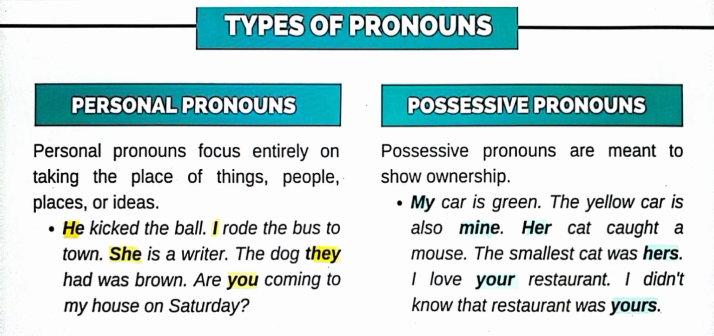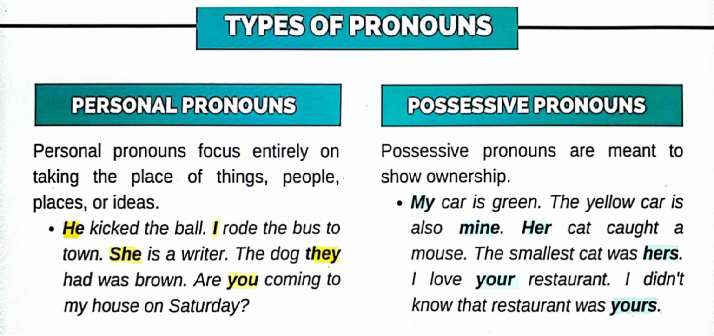Next example: "The smallest cat was hers." Again, the smallest cat belongs to her. She's the owner of the smallest cat. So all these pronouns which we have gone through are possessive pronouns because they show ownership. They show the possession. These are the belongings of these persons.